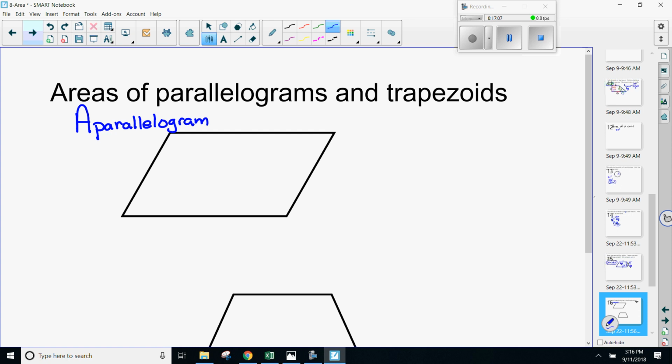All right, area of a parallelogram. Here's what we're going to do. We're going to take my parallelogram, and I'm going to chop off that triangle right there. If I chop off that triangle and move it over here, what figure do you see? A rectangle. So what's the formula for area of a parallelogram? Base times height.